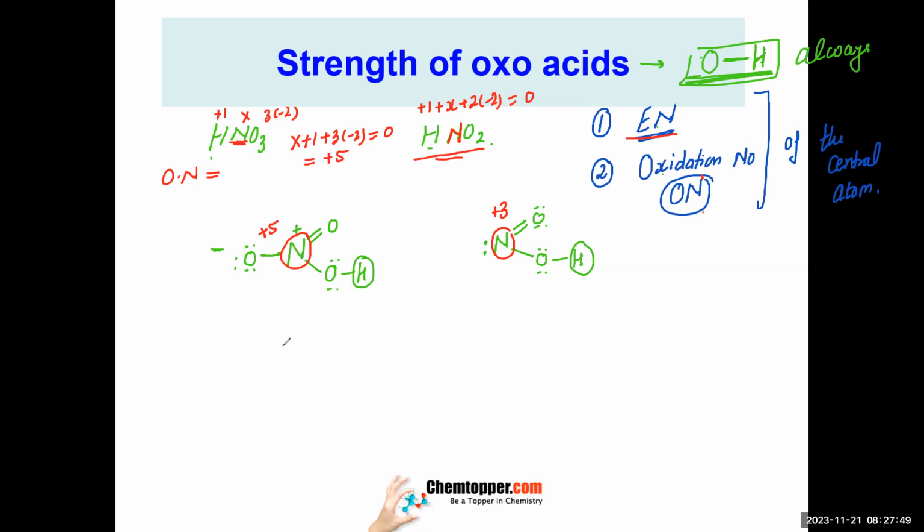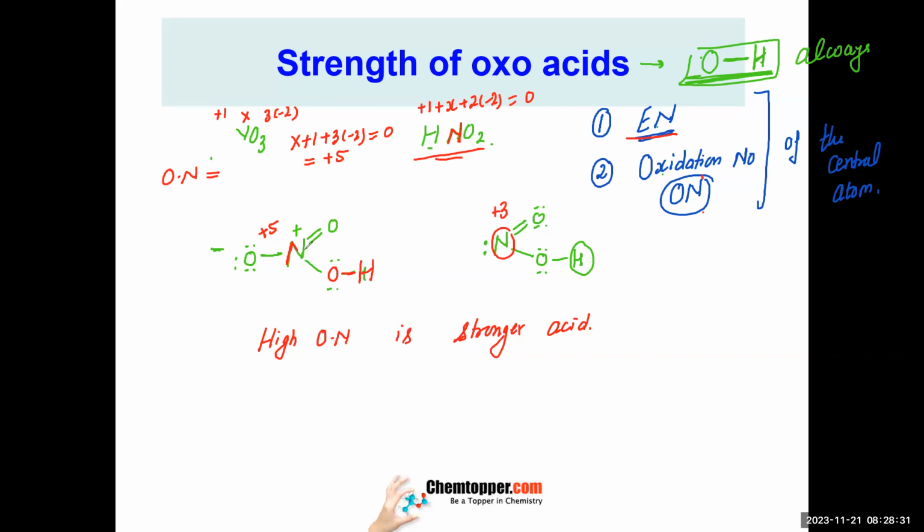So which one is the stronger acid? The one with high oxidation number. This one is the stronger acid. High oxidation number is the stronger acid. Now let's try to understand the reason also. The reason is very important to understand. See, the rule I can give you, but the reason can help you in answering many questions. Let's try to understand why this nitrogen with high oxidation number is more acidic.